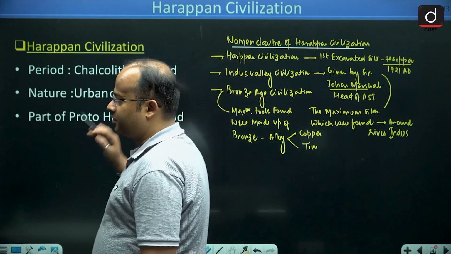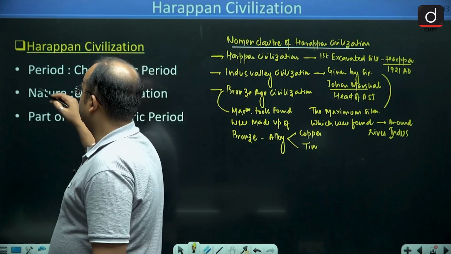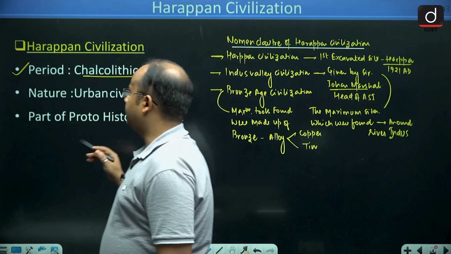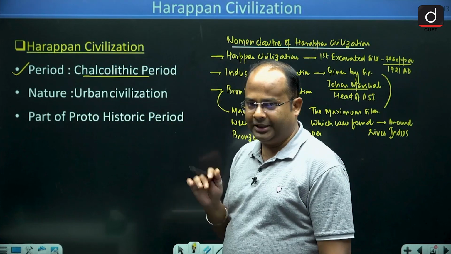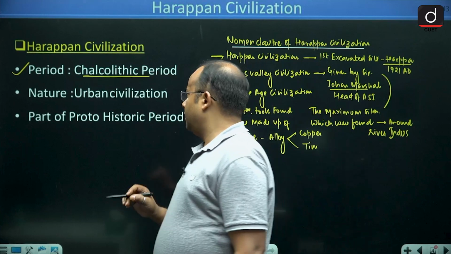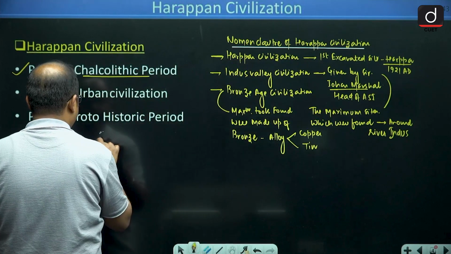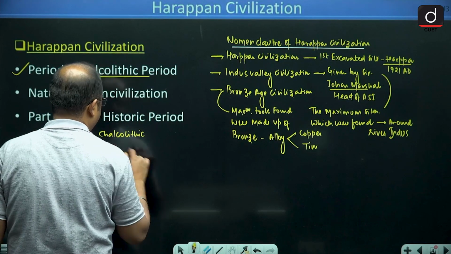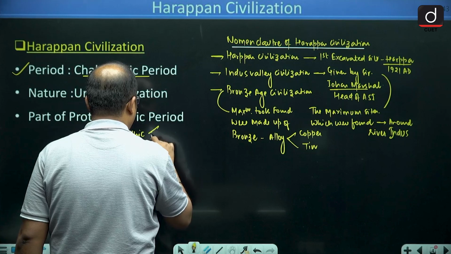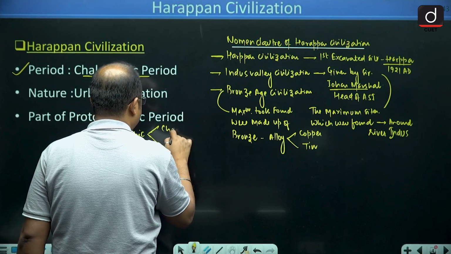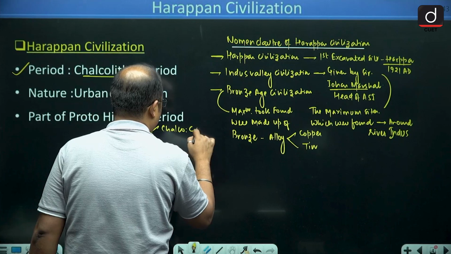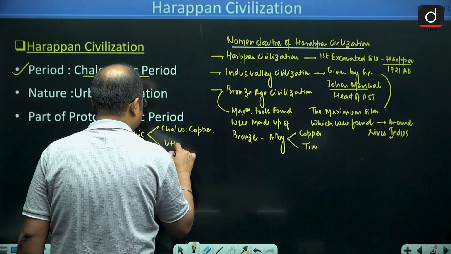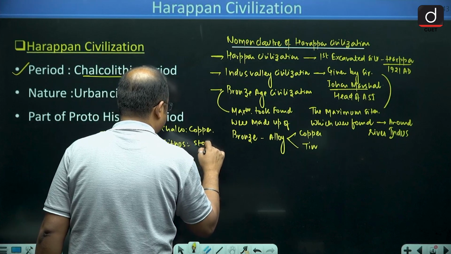Now, the period to which Harappan civilization belongs is called the Chalcolithic period. So it is an event of the Chalcolithic period. Now, what is this Chalcolithic? Chalcolithic is formed by two words. First is chalco. Chalco means copper, and the word lithic is derived from the word lithos, and lithos means stone.